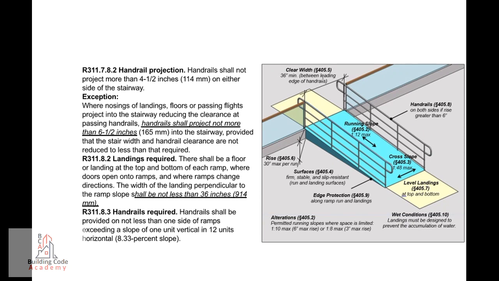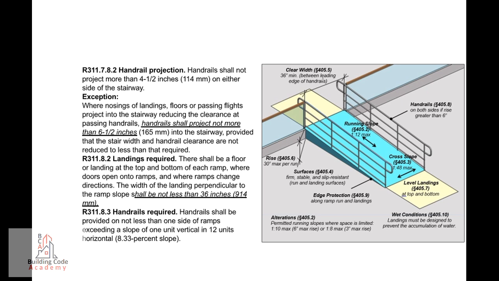R311.7.8.2 Handrail projection. Handrails shall not project more than 4½ inches, 114 millimeters, on either side of the stairway. Exception: where nosings of landings, floors, or passing flights project into the stairway, reducing the clearance at passing handrails, handrails shall project not more than 6½ inches, 165 millimeters, into the stairway, provided that the stair width and handrail clearance are not reduced to less than that required.